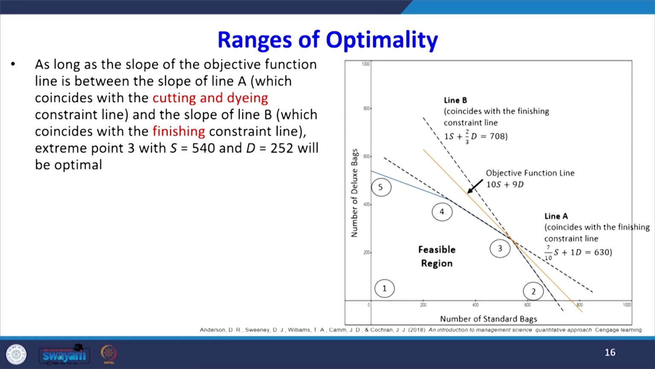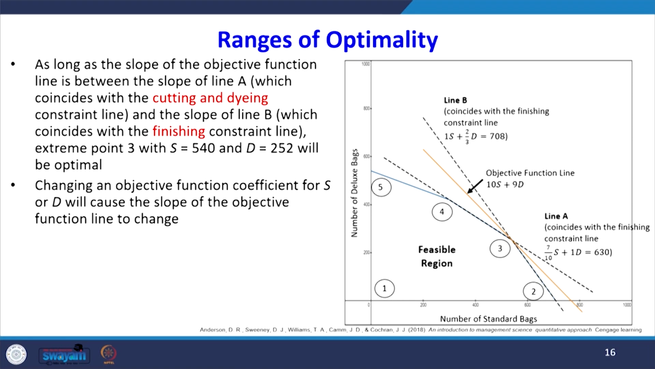As long as the slope of the objective function line is between the slope of line A, which coincides with the cutting and dyeing constraint line, and the slope of line B, which coincides with the finishing constraint line, the extreme point 3 with S equal to 540, D equal to 252 will remain optimal.